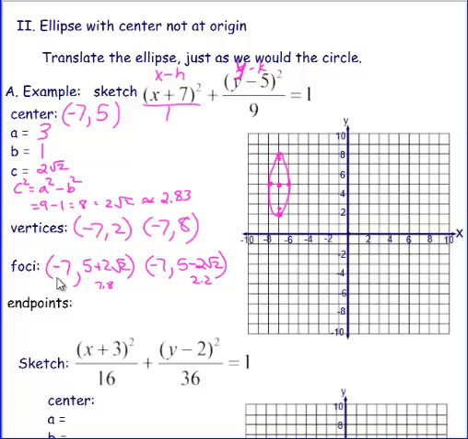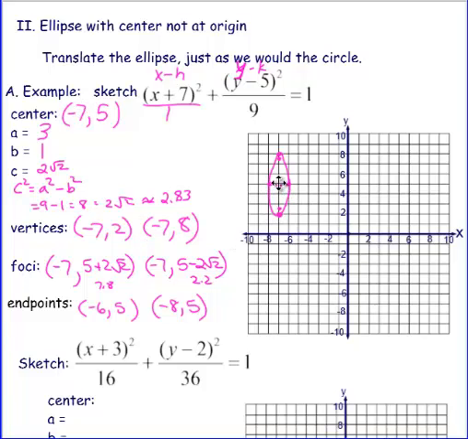The foci, -7, and you have to notice your center is not at 0, 0. So you're going to have to add the 2 square root 2 to the 5, and subtract it from the 5, because it's the y value that's going to change there. So it's approximately 7.8 and 2.2. So I have those values also marked. And then the endpoints, which are -6 and -8. So the endpoints are in the horizontal direction, so I am adding and subtracting the b number from -7.